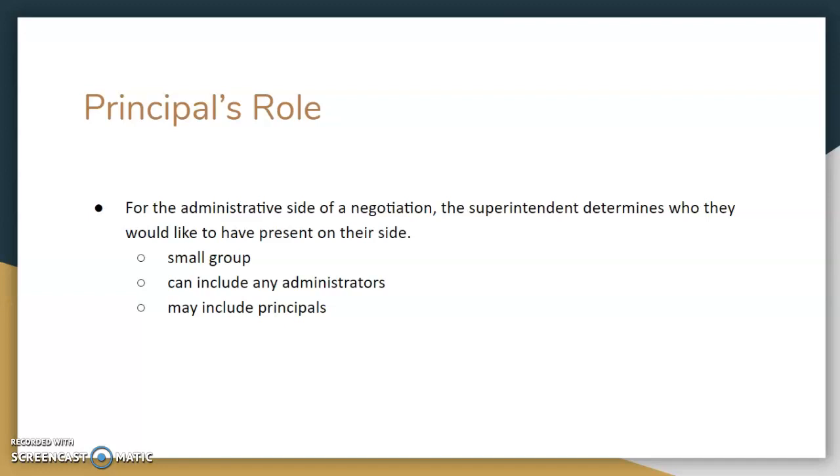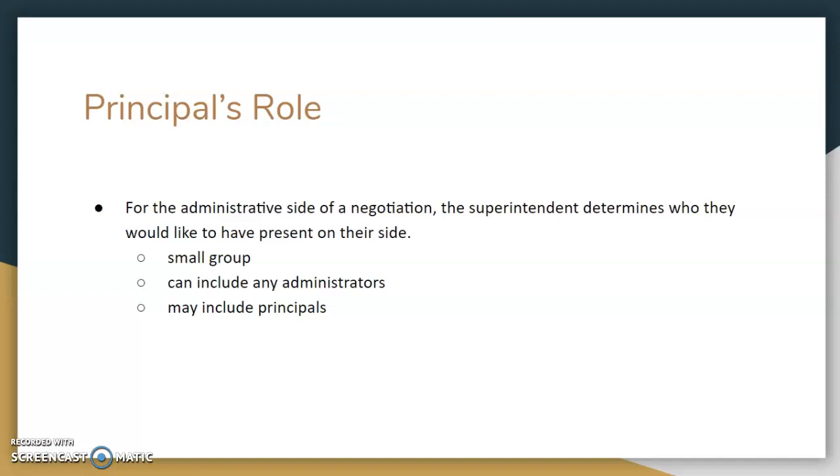Now, your principal's role. There's not a lot outlining what exactly a principal is supposed to do as part of collective bargaining. A lot of it starts off at the administration side as the superintendent. Now, the superintendent determines who they want to have present on their side. Now, this is usually a small group, no more than about 5. And this small group can be made up of whoever this superintendent trusts.